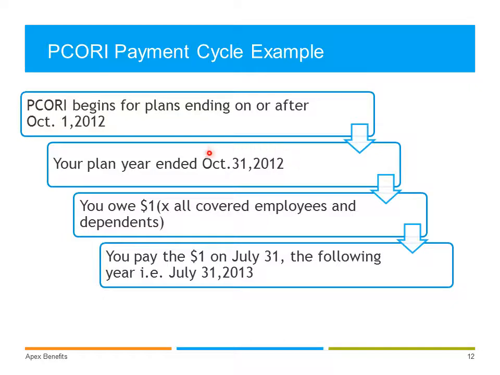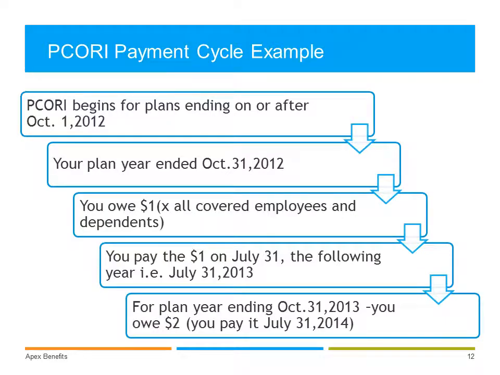So, your plan year ended October 31st, 2012. You will pay July 31st, 2013. For the plan year ending October 31st of 2013, you would owe $2. And again, always paying that July 31st of the following year.